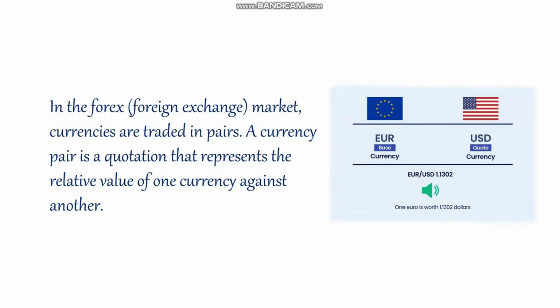In the forex market, currency are traded in pair. A currency pair is a quotation that represents the relative value of one currency against another. So to my right you can see the currency pair euro USD, and it's trying to tell you that 1 euro is 1.1302 dollars. So automatically you can see it represents the value of one currency against each other. So now if you have 1 euro and you are trying to buy USD, they are going to give you 1.13 dollar. I'm not saying this is the current price right now, but this is just an example.